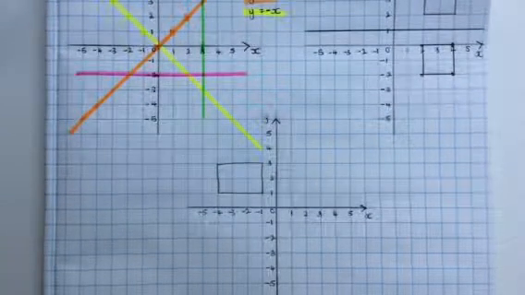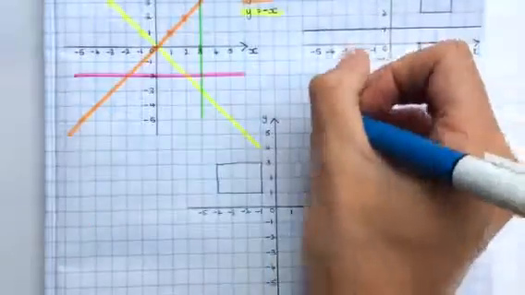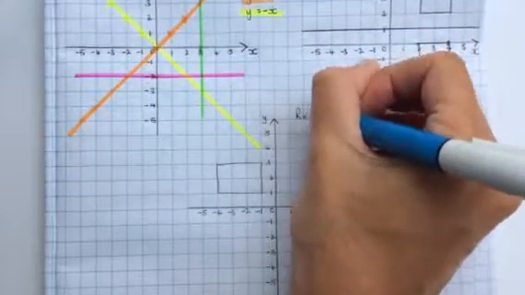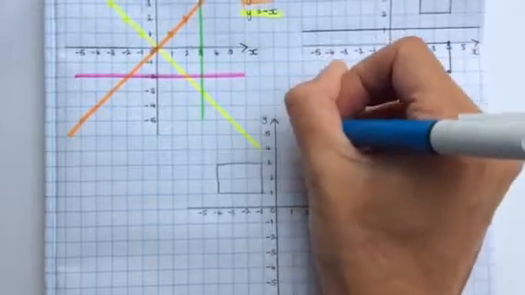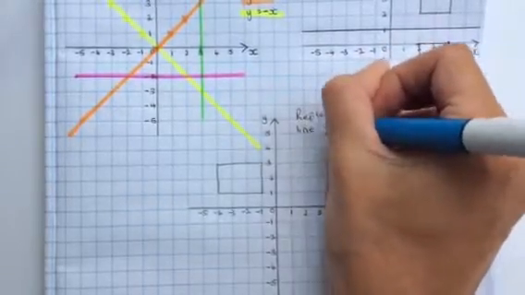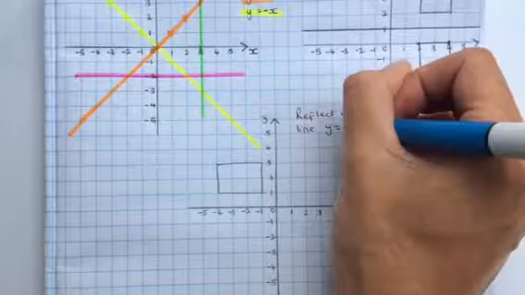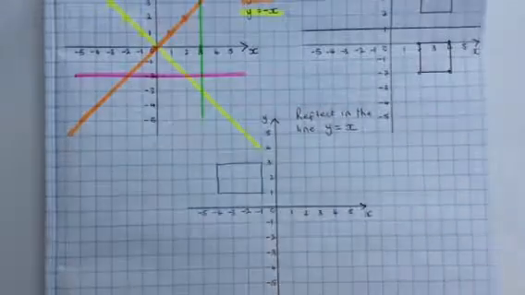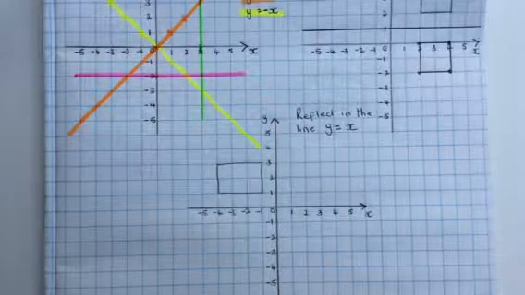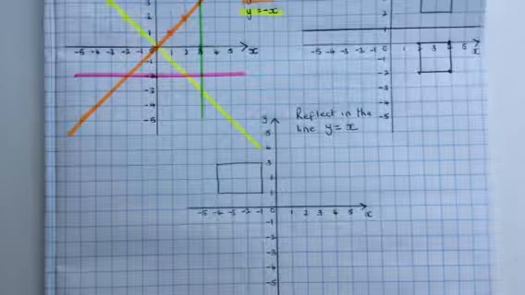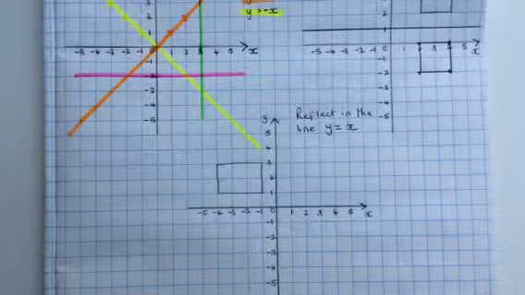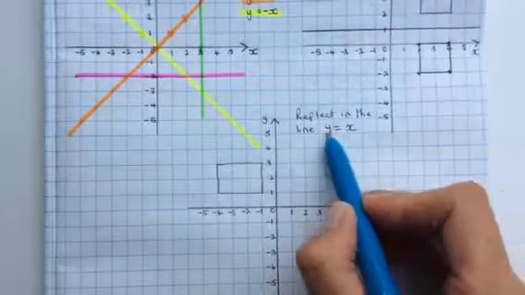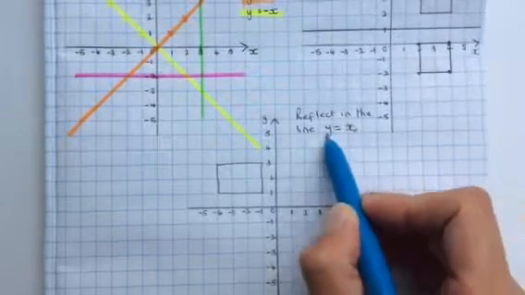So we've got this shape here, I'm going to say reflect in the line y is equal to x. Okay, so first job is to draw the line in. Remember, if you forget how to do this in your exam, it's okay, just say whenever y and x are the same to plot our points.